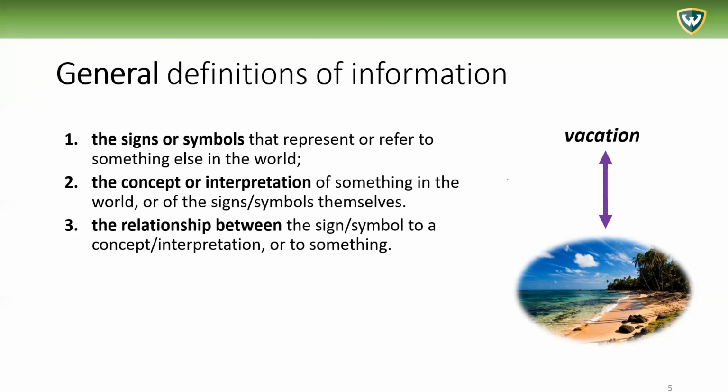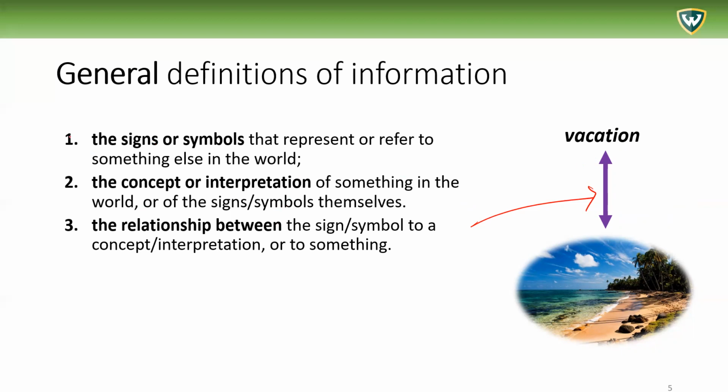Now, another definition of information, and the one I think really gives the value of information and brings it out, is the relationship itself between the sign or symbol and a concept or interpretation or something in the world. In this definition, the information is the relationship itself, that association. And that's why I define information the way I do, as a meaning or as relation. But there are different ways to think about it as well.